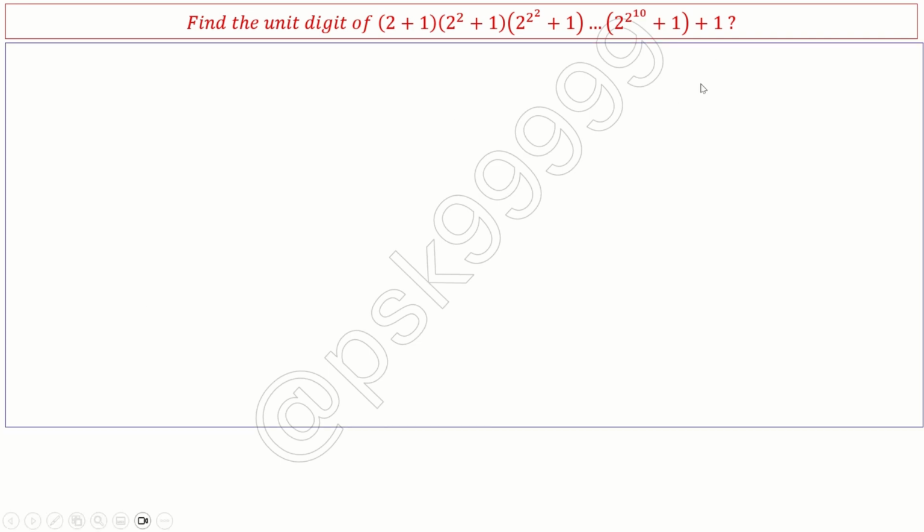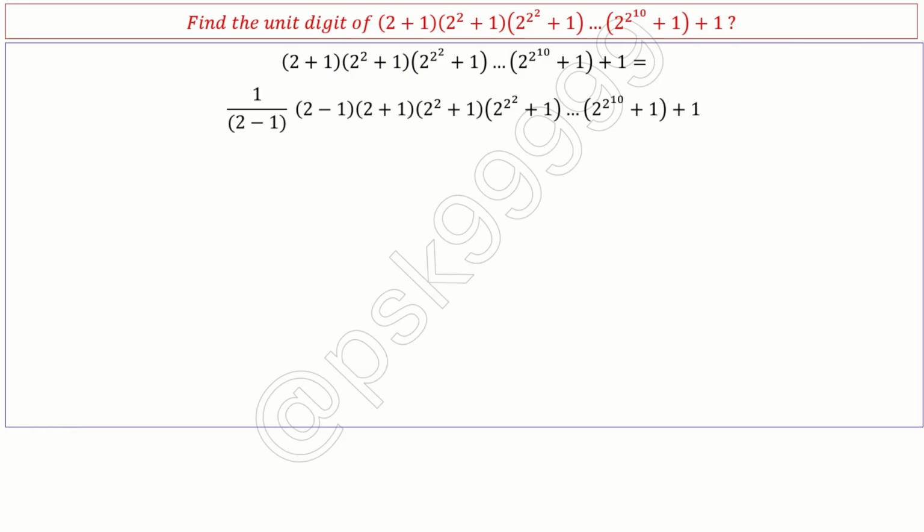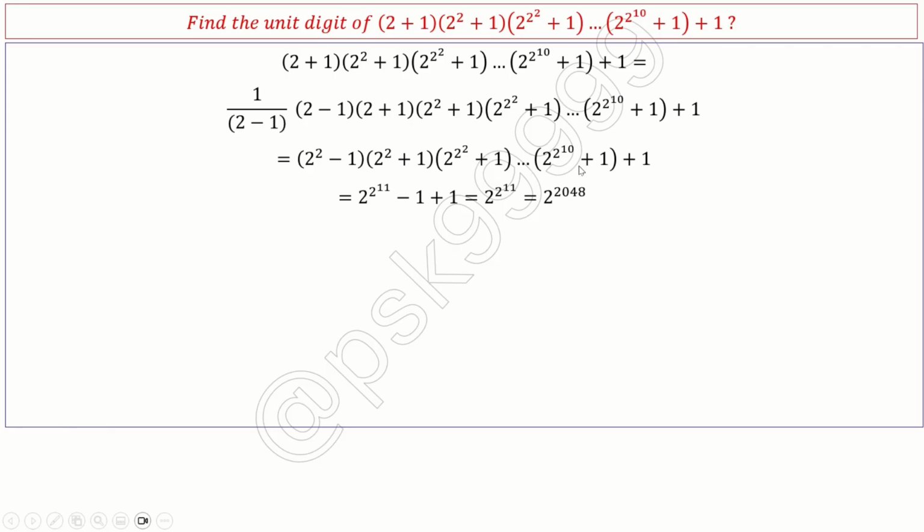So if I multiply this expression with 2 minus 1, what happens? This is 2² minus 1. Then 2² minus 1 into 2² plus 1 again collapses, right? Everything can be removed and only one term will remain. Let's see it that way. So I am multiplying and dividing with 2 minus 1. 1 by 2 minus 1 is nothing but 1 by 1, so I can ignore it. So 2 minus 1 into 2 plus 1 is 2² minus 1, into 2² plus 1, into the rest of the things. So that will also go.